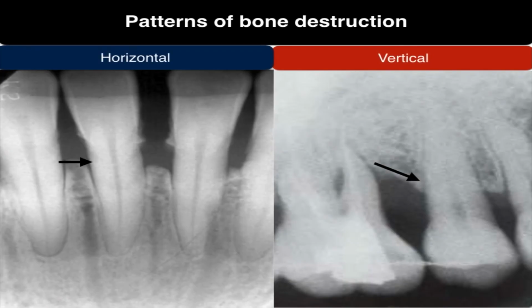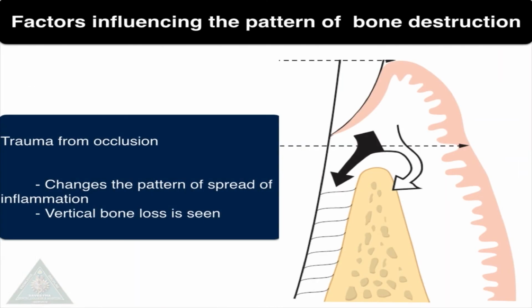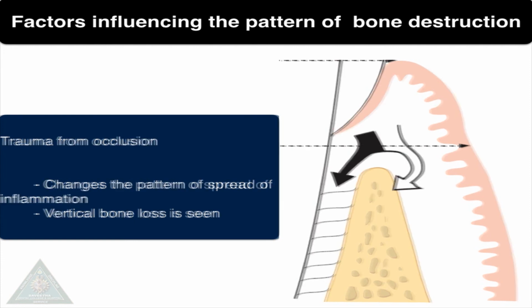And pattern of bone destruction: there are two patterns, horizontal or vertical. In horizontal, the crest of the bone will be perpendicular to the long axis of the tooth, whereas in vertical bone loss, it is at an angle to the long axis of the tooth. As for factors influencing the pattern of bone destruction, the major factor is trauma from occlusion, which changes the spread of inflammation directly to the periodontal ligament space. That will result in bone resorption from the inner side of the periodontal ligament side of the alveolar bone, which results in a vertical type of bone destruction.